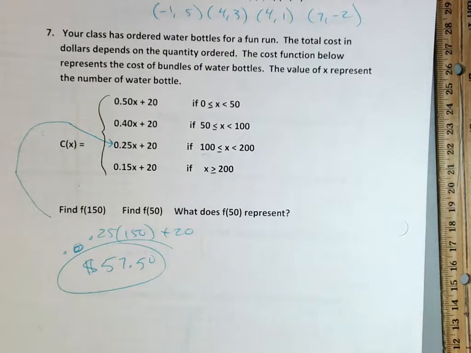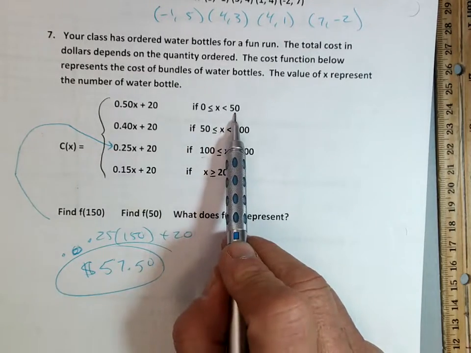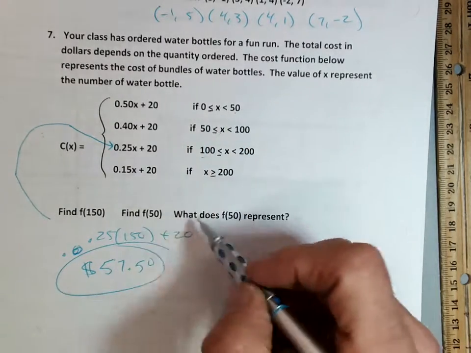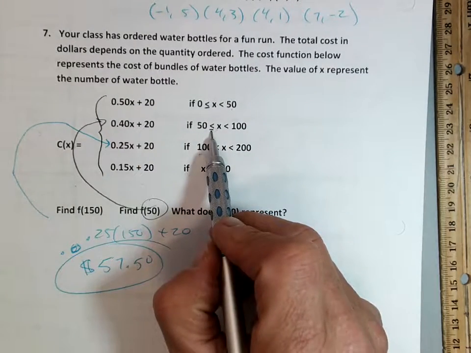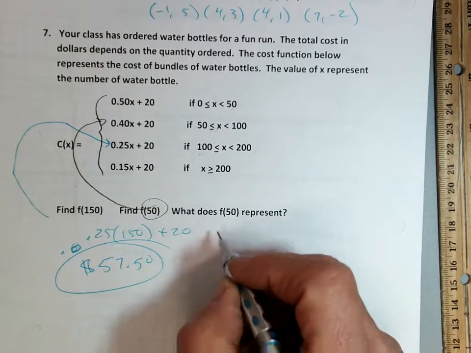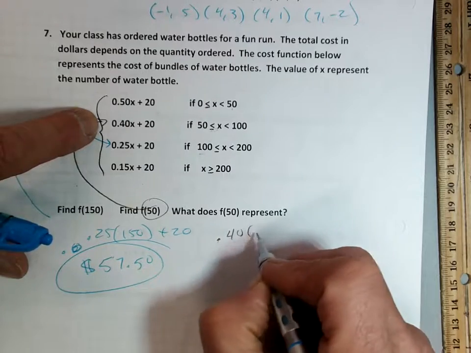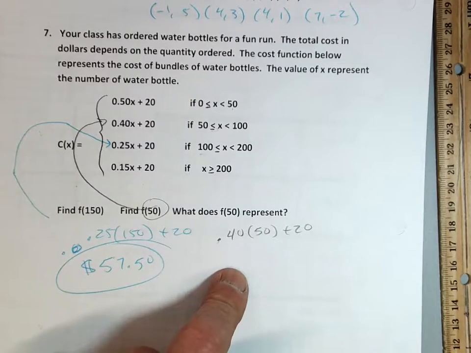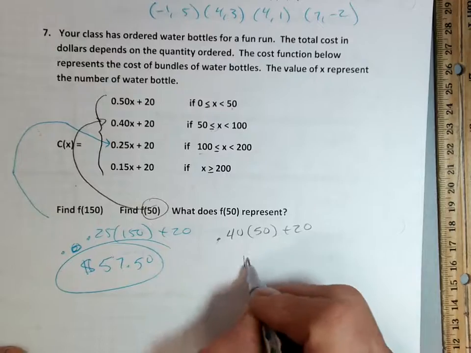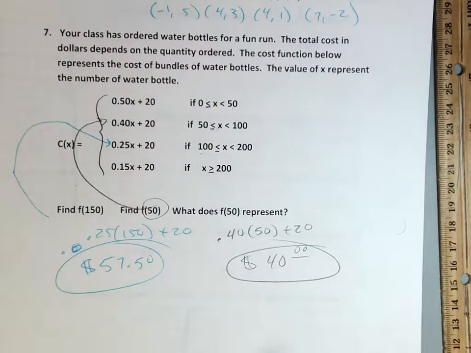F of 50. So if you need F of 50, it's going to go into this one because this is up to 50 but not 50, right? So I'm going to take the F of 50 and plug it into that one because it equals 50 here, but it doesn't equal 50 there, okay? All right, so then I'm going to go 0.40 times my 50 plus 20, all right, 0.4 times 50 plus 20, and I get an answer of $40. Yeah, nice job. $40.